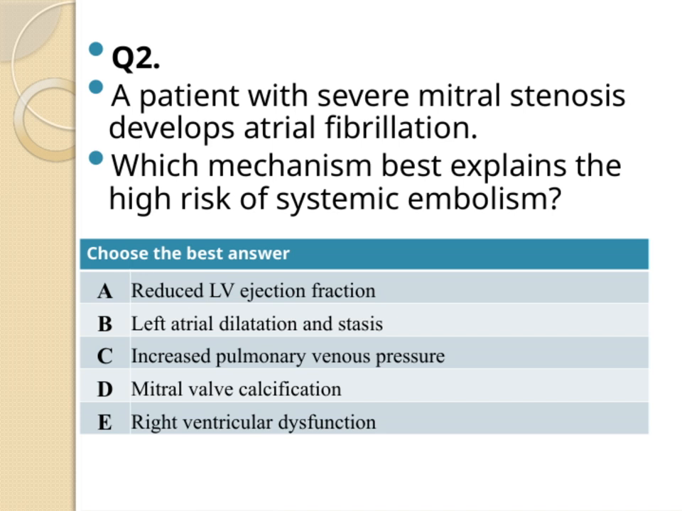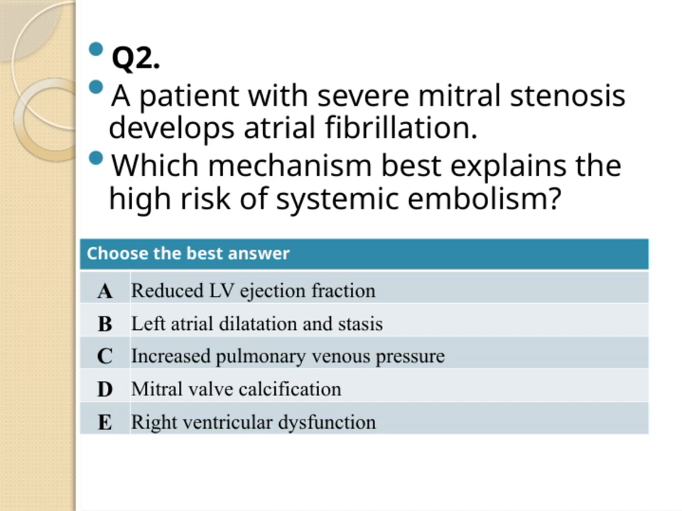The key concept here is understanding how atrial fibrillation in the context of mitral stenosis leads to embolic risk. When the mitral valve is stenotic, the left atrium often becomes dilated because blood backs up and has difficulty moving through the narrowed valve. This dilation, combined with atrial fibrillation, causes blood to become stagnant in the atrium. Stasis of blood is particularly dangerous because it promotes clot formation. These clots can then dislodge and travel through the systemic circulation, potentially causing embolic events such as strokes.